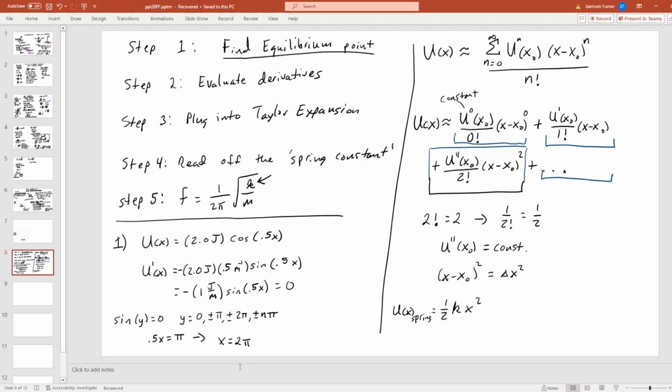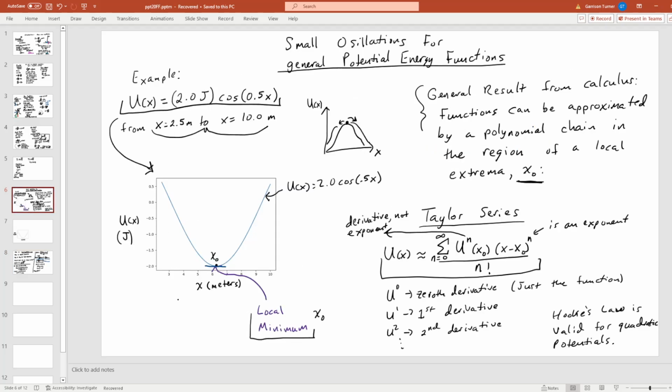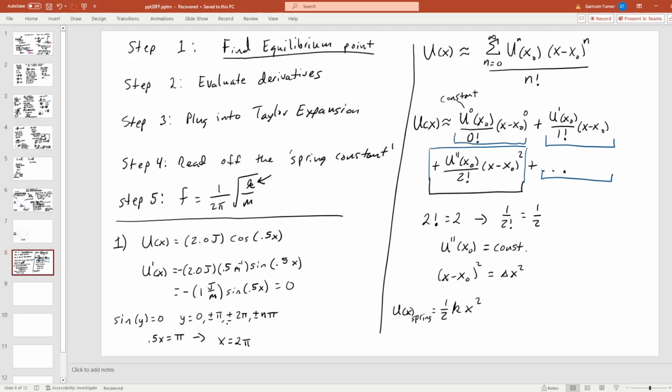And if you think about it, that should make some sense. If we look back at this graph, that's exactly what we find, right? 2 pi is about 6.28, and the bottom of this graph, even just visually, you can tell is really, really close. It's not a formal proof, just the eyeball test, but it should agree with what you get mathematically. Okay, so our x naught, our equilibrium position, is 2 pi. So we found the equilibrium point.